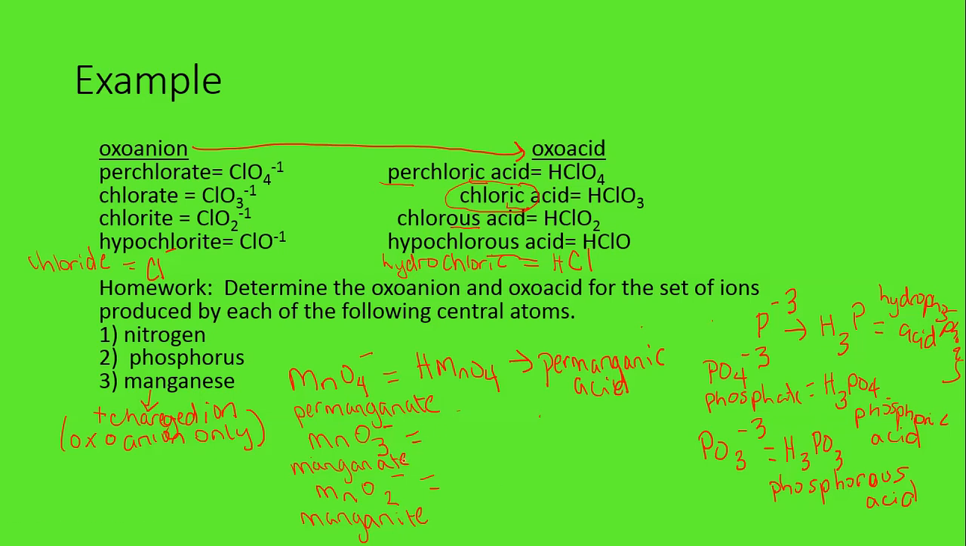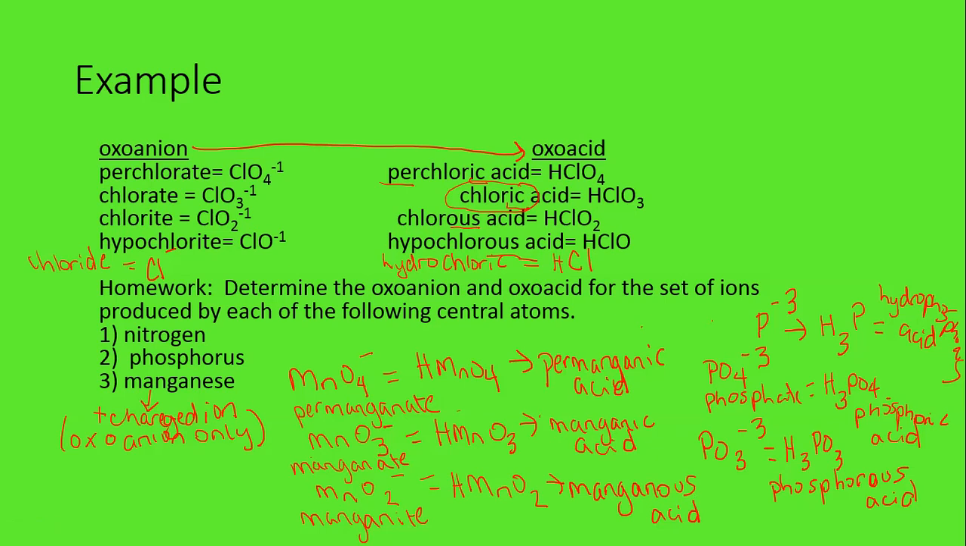Alright, manganate would become HMnO3, and that would become manganic acid. Alright, manganite. Again, we really don't see it, but let's just say for the sake of understanding we did. We would call that manganese acid. And that would be it.